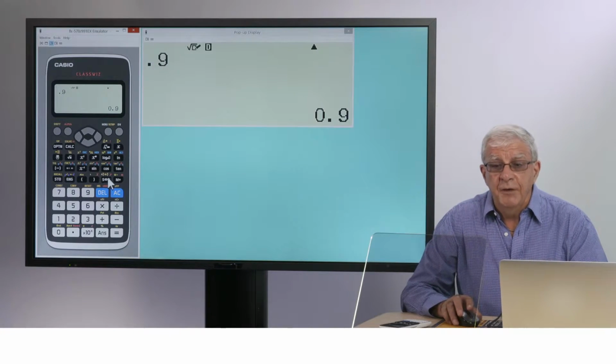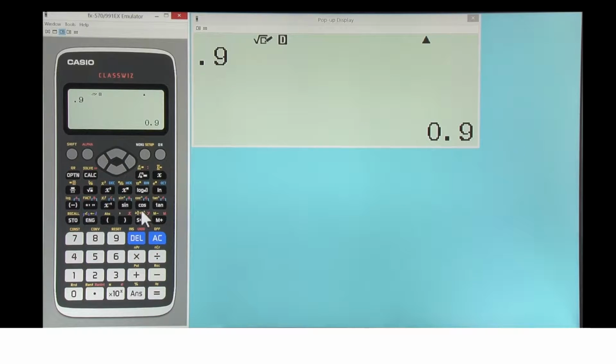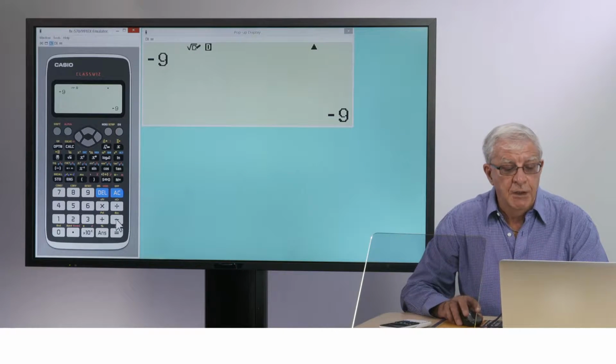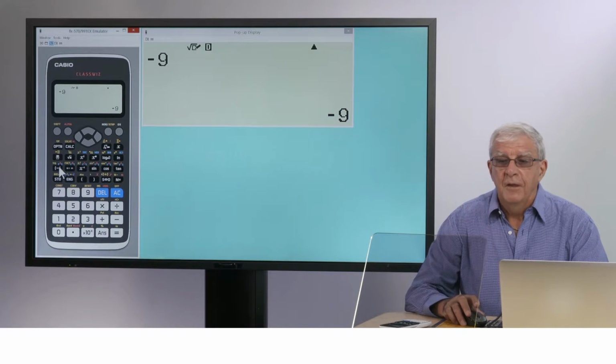Similarly, for a negative number, use the special negative key, which is the one over here, -9, rather than the subtraction key. Notice the subtraction key and the negative key are different.